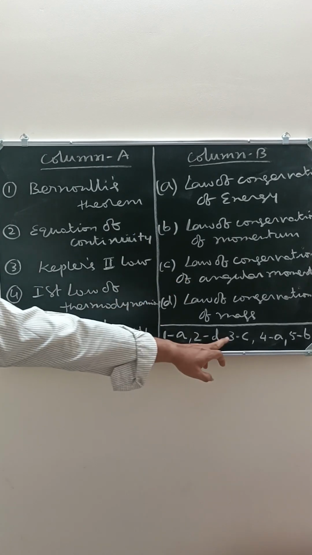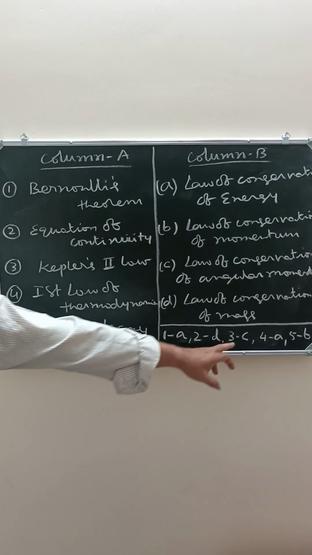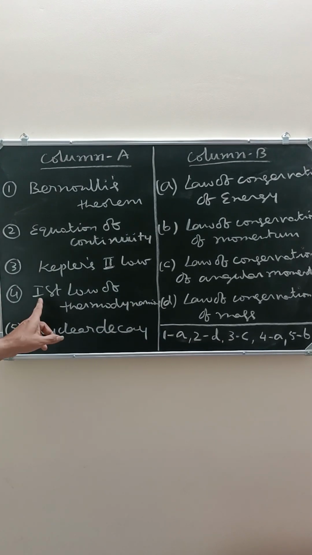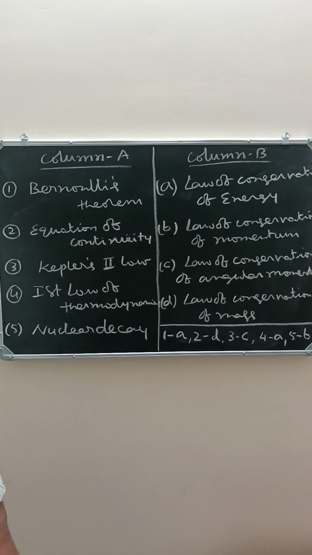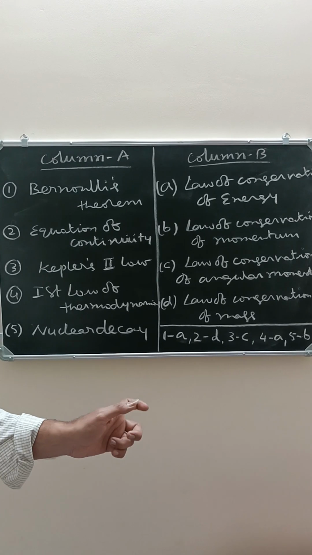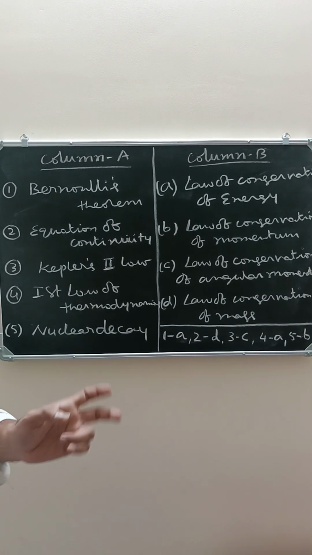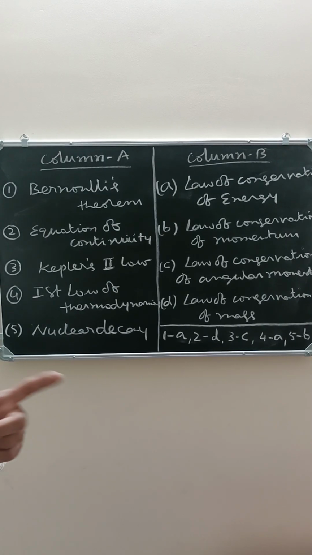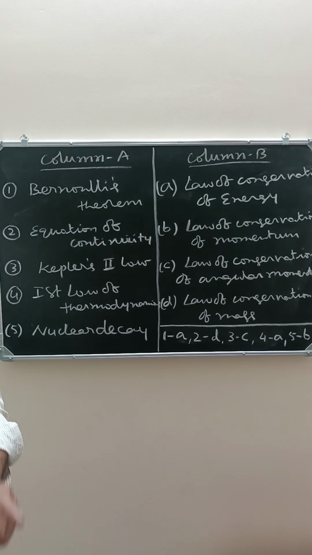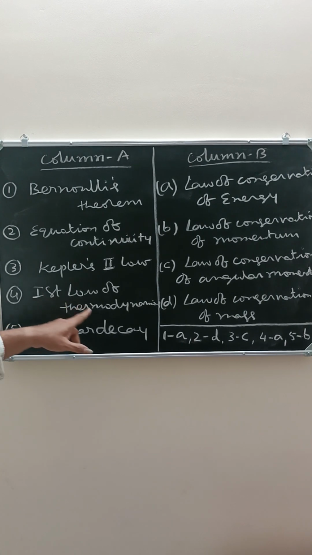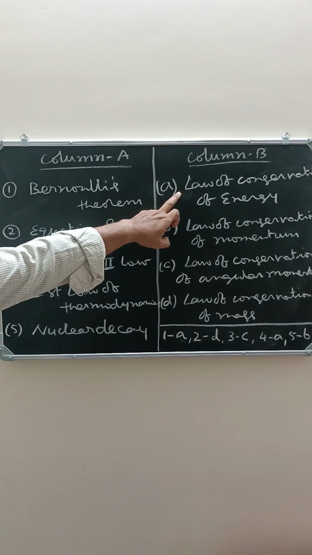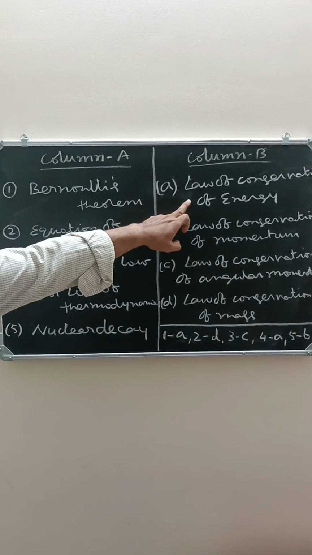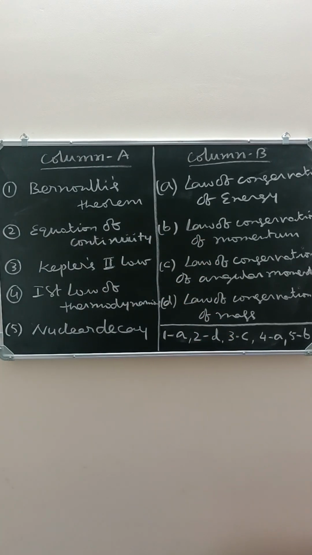That is correct matching. So 3 is correct with C. Next, fourth, first law of thermodynamics. What is the equation? dq is equal to du plus dw. Here the left-hand side, dq, represents heat energy, the right side, du, is internal energy and dw is work done. So overall, on both sides energy remains constant. So the first law of thermodynamics is a statement of conservation of energy. So 4 also matches with A.